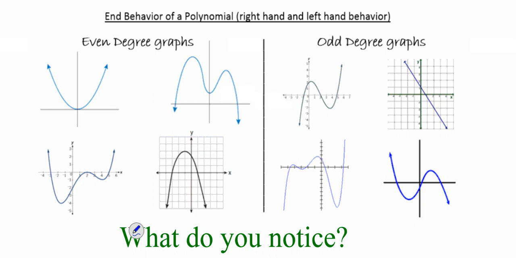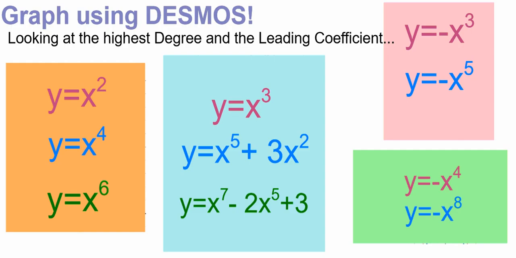These even degree graphs, if we look at the right and left hand behavior, the end behavior, we can see that even degree graphs are either going up to the left and up to the right, or down to the left and down to the right. And odd degree graphs are either going down to the left and up to the right, or up to the left and down to the right. So we're going to take a closer look at this, and we're going to use Desmos to help us understand what's going on.